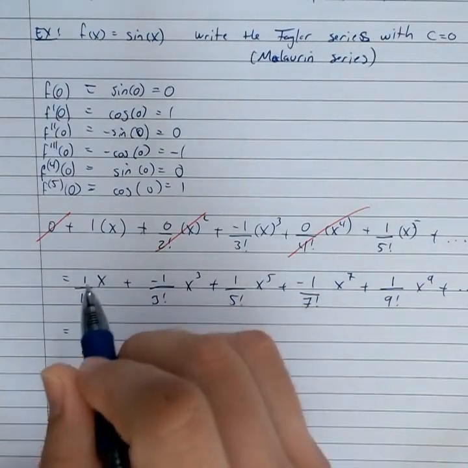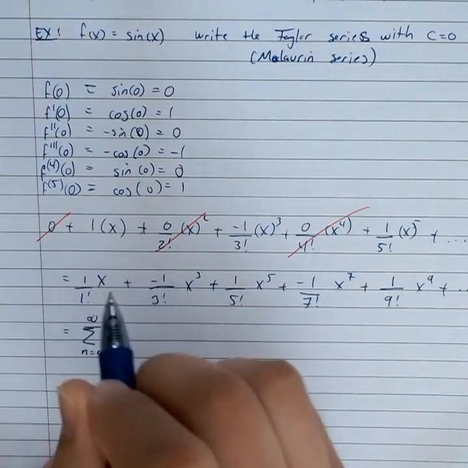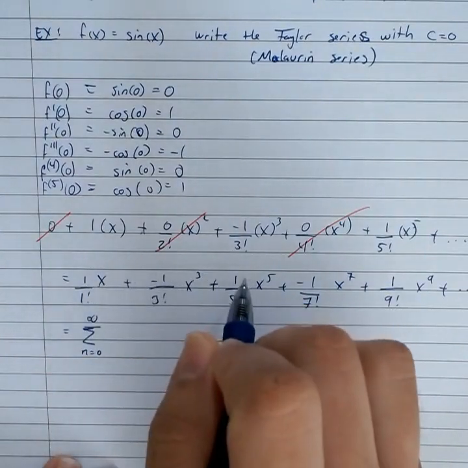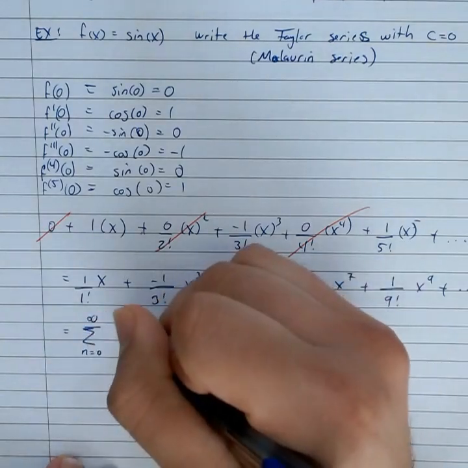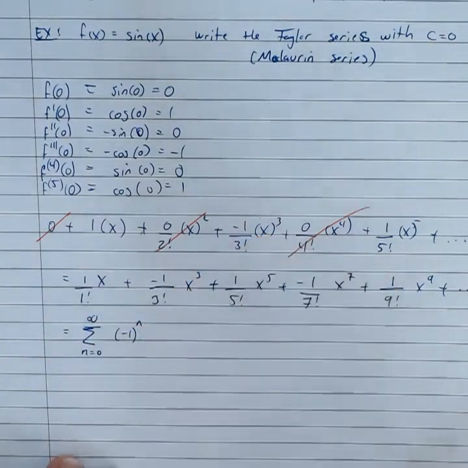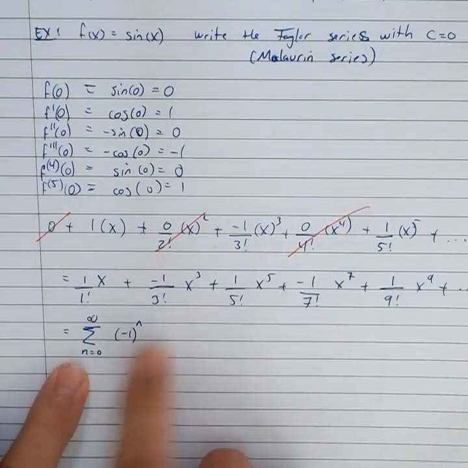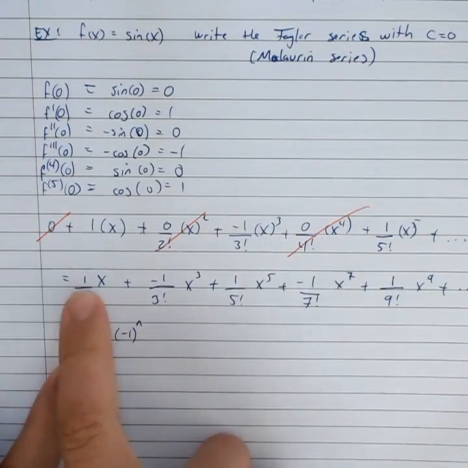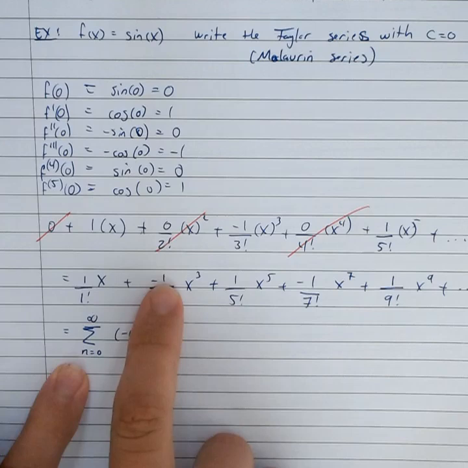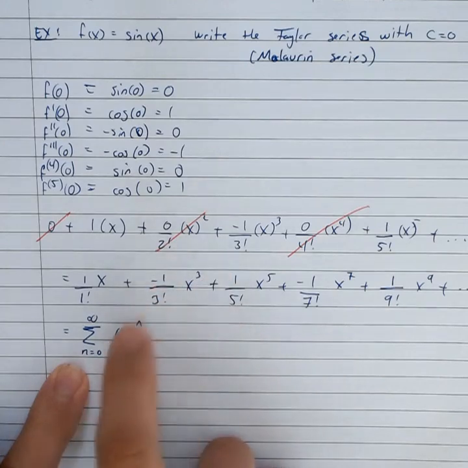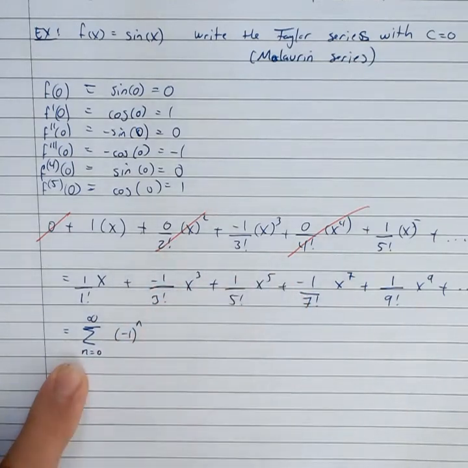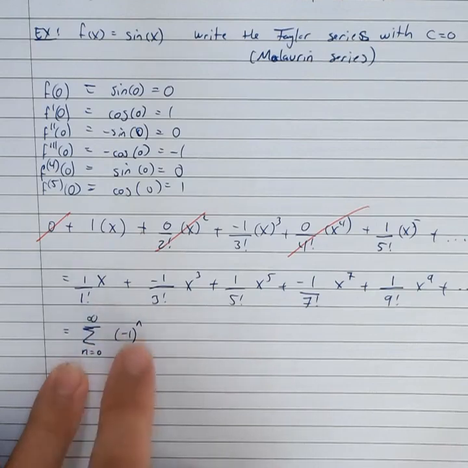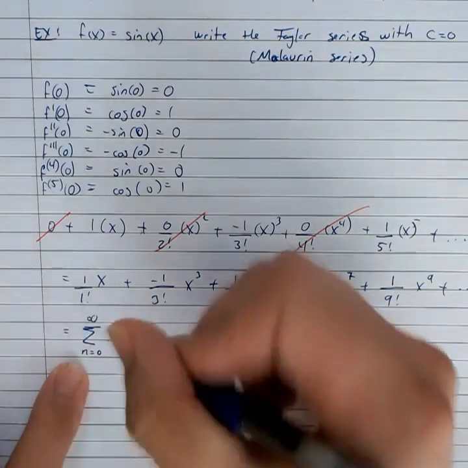Well, okay, my numerator is an alternating pattern. Plus 1, minus 1, plus 1, minus 1. We know how that works. That's going to be minus 1 to the power of n. Because if n is equal to 0, negative 1 to the 0 is 1. But then to the first is negative 1. And then to the second is positive. And to the third is negative. And then positive, and so forth and so on. So that alternating pattern is just given by minus 1 to the n. Well, now what about my denominators?